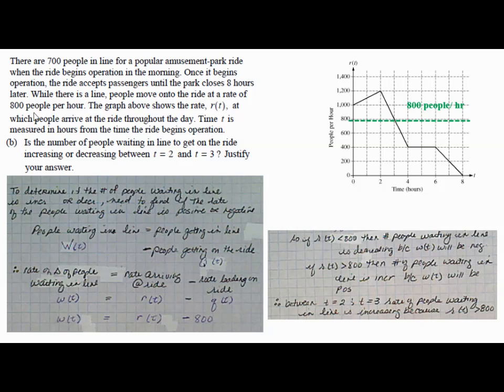To determine if the number of people waiting in line is increasing or decreasing, you need to find the rate of the people waiting in line, whether it's positive or negative. So think about when you're waiting in line at an amusement park. You get in the line, but people are getting off the line because they're loading onto the ride. So the rate at which people are waiting in line incorporates the rate at which people are getting in line and the rate at which people are getting on the ride.